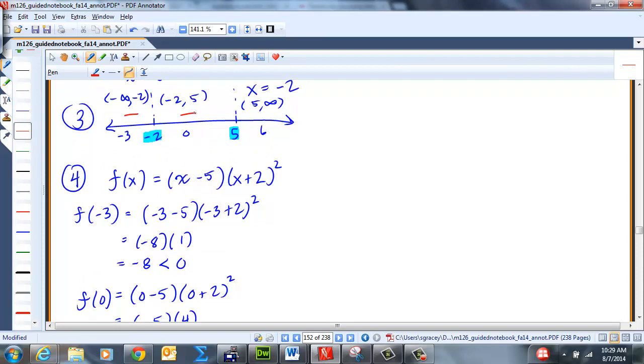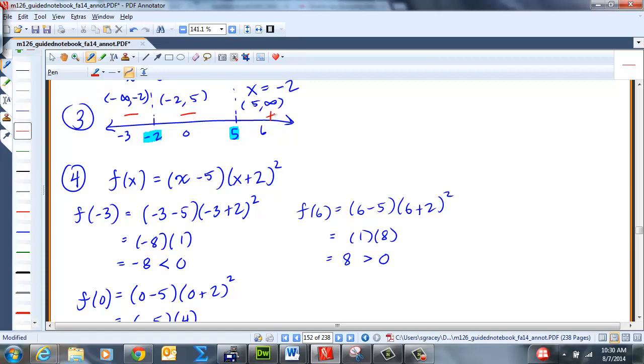All right, so let's take a look at f at 6. So f at 6 will give us 6 minus 5 times 6 plus 2, the quantity squared. That's going to be 1 times 8, which is 8, which is greater than 0. So we'll get a plus here.